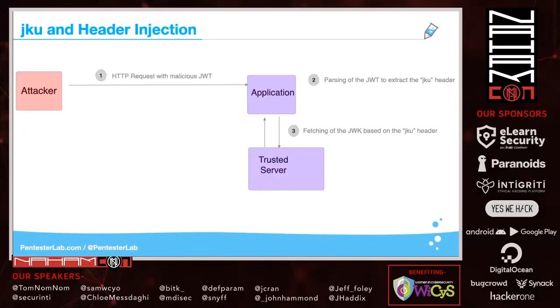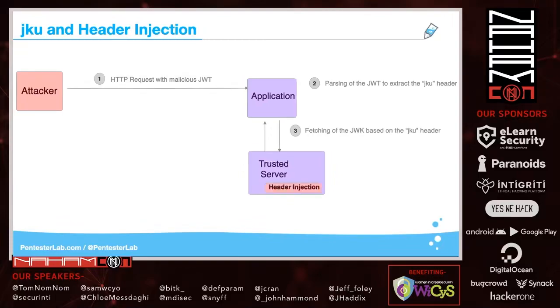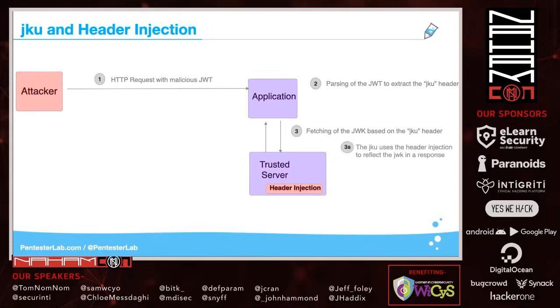Another thing that is pretty cool is that we can leverage header injection to do the same thing. Again, we're going to send a JWT. It's going to be passed, and the application is going to extract the JKU header. The application is going to fetch the JWK based on the JKU header. And this time, we have a header injection. So what we can do is use the header injection to reflect the JWK in the response. So we're going to create this very long URL that exploits the header injection to add a JWK in the response via the header injection.